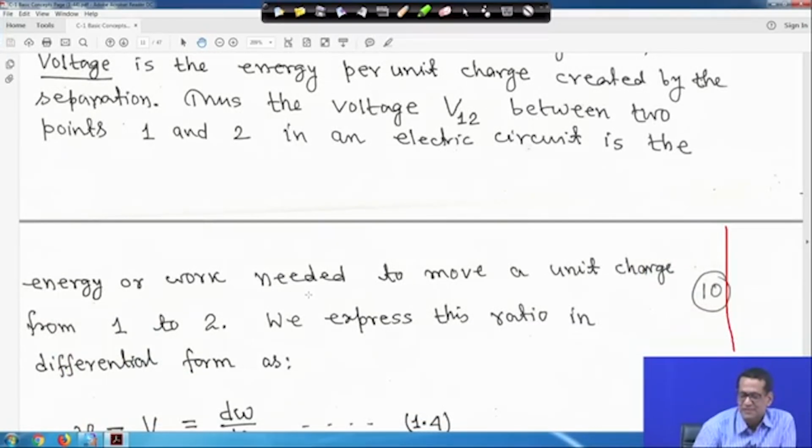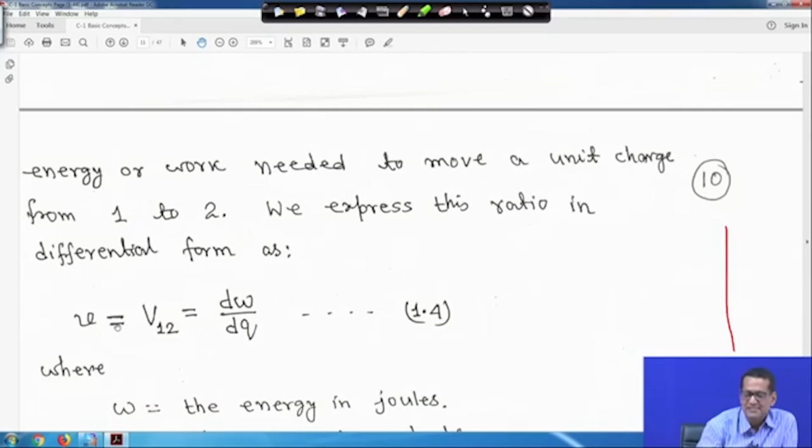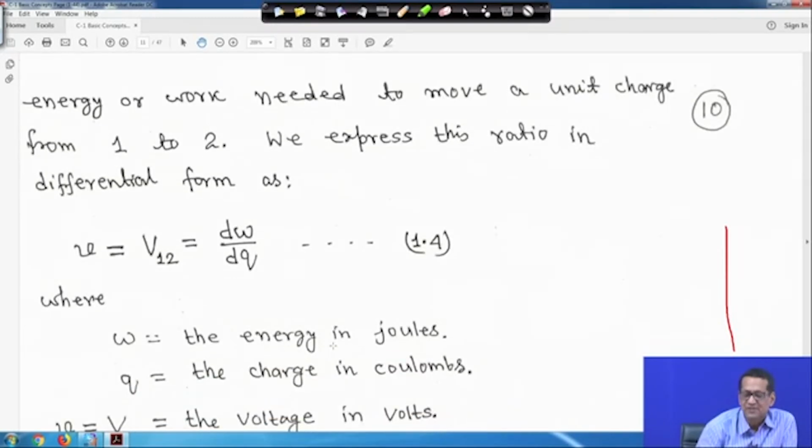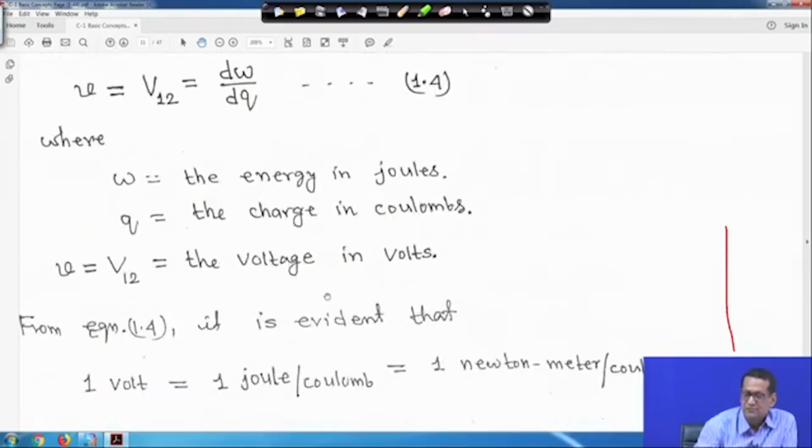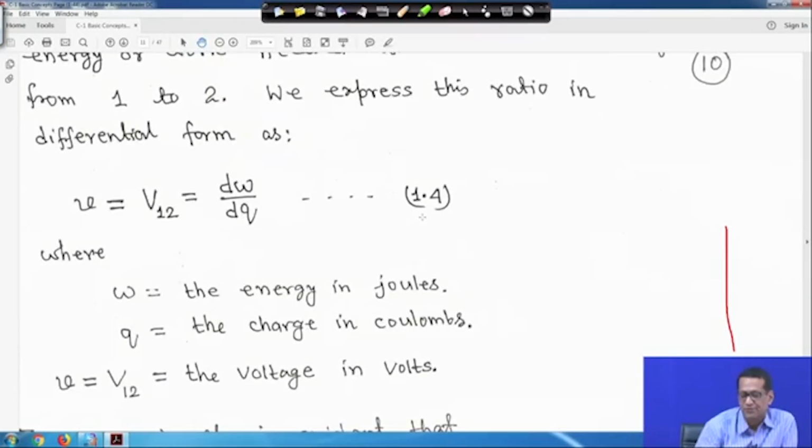We express the ratio in differential form, that is v is equal to V12 is equal to dW upon dQ, where W is the energy in joules, Q is the charge in coulombs, and V12 the voltage in volts. So, voltage V12 is dW by dQ. This is your equation 1.4.